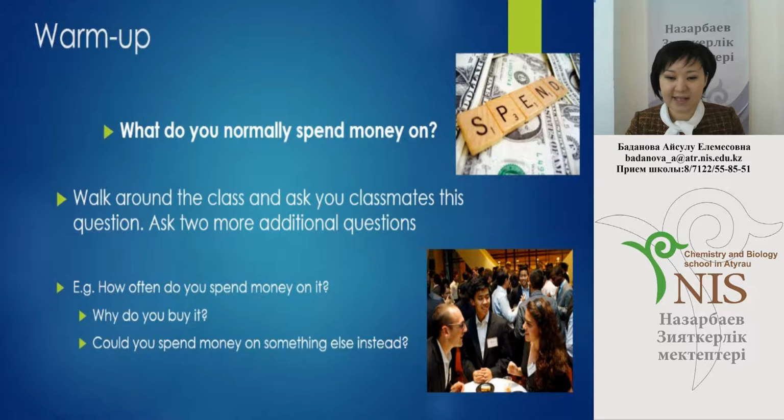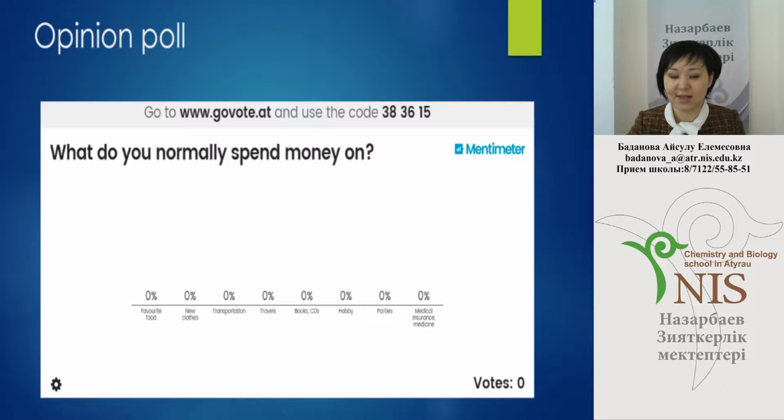Now please take a seat, everyone. Get back to your seats, and I'll ask you to get your gadgets. There are also laptops ready for you that are connected to the internet. Go to this website, www.govote.at, and use this code: 383615.